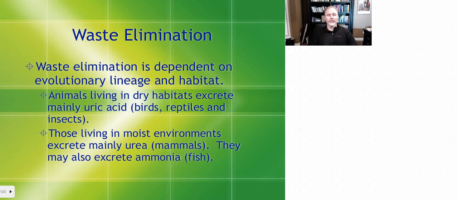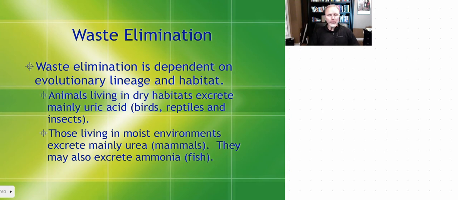So if animals live in a really dry habitat, then obviously water is at a premium, and they're going to want to conserve as much water as possible, and they're going to make the most concentrated type of nitrogen containing waste product possible, and that would be uric acid. So that's like the paste in birds, reptiles, certain organisms that live in really dry, hot, arid environments. They're going to make this uric acid type of a paste.